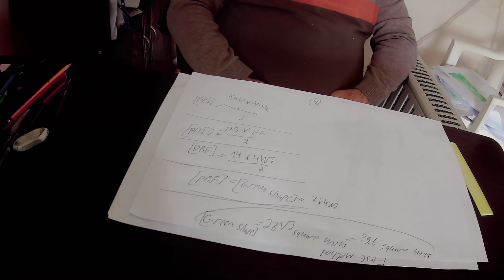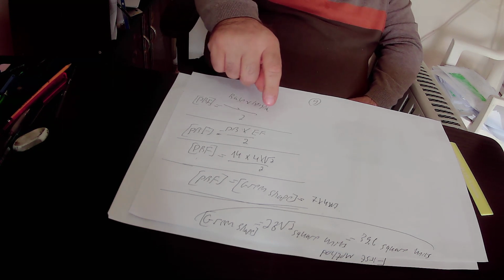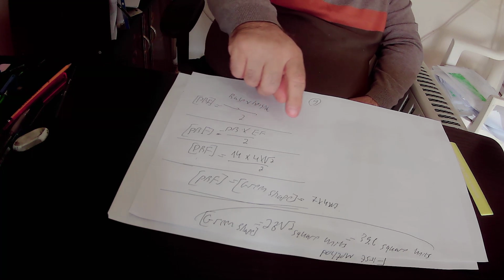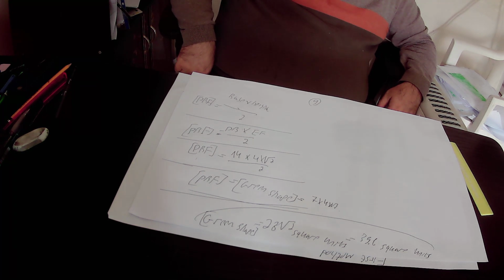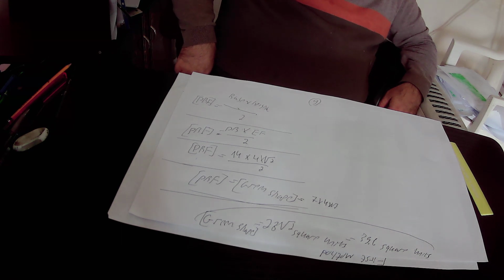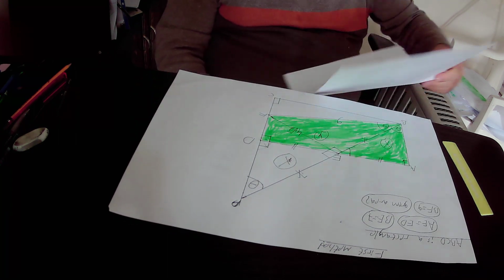So in conclusion, the area of triangle PBF, which is also the green area, equals 14 times 4 times the square root of 2 over 2. 14 over 2 is 7, so it equals 7 times 4, which is 28 times the square root of 2 square units. In numbers, it equals 39.6 square units. So we finished with the first method.